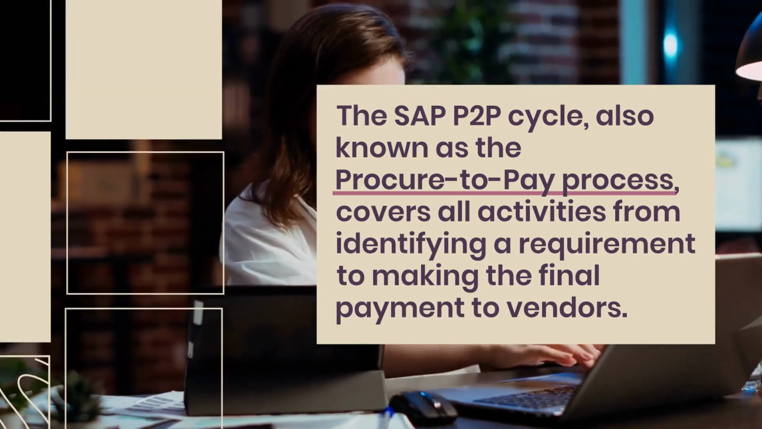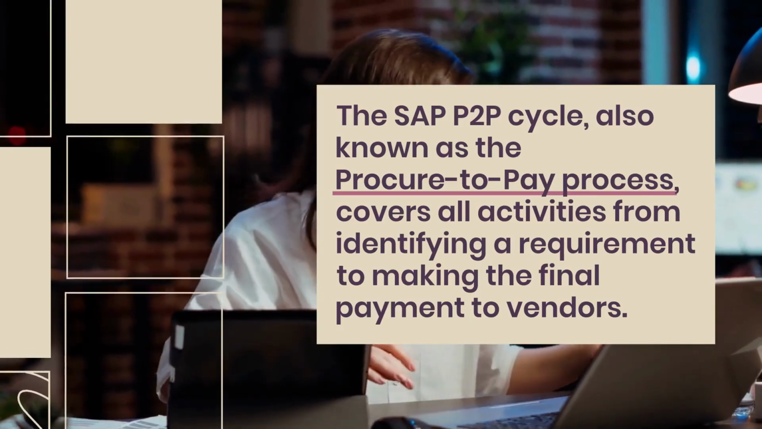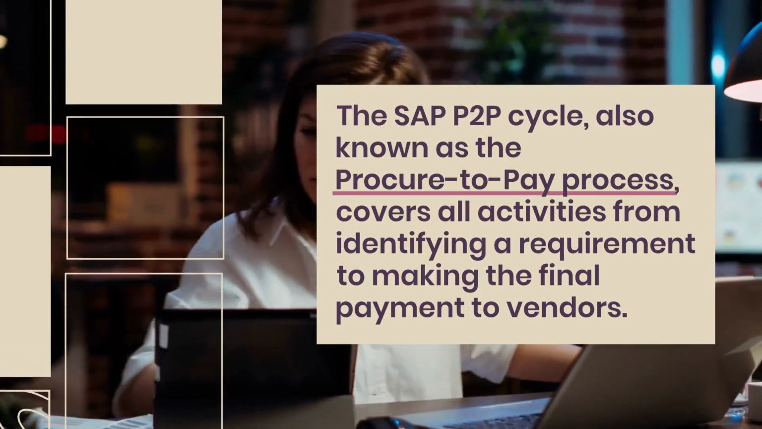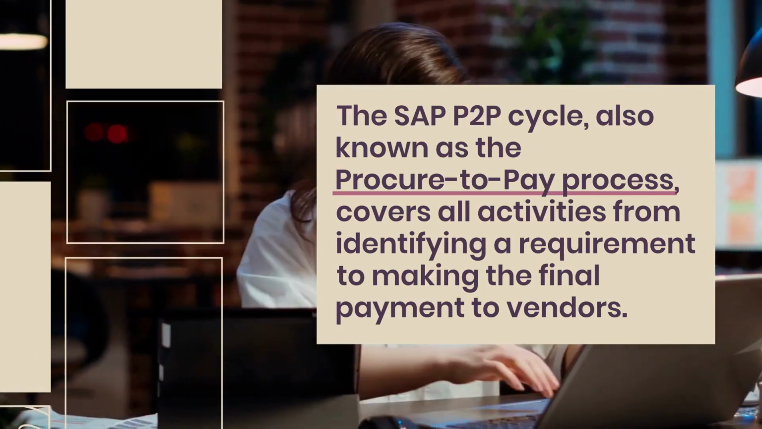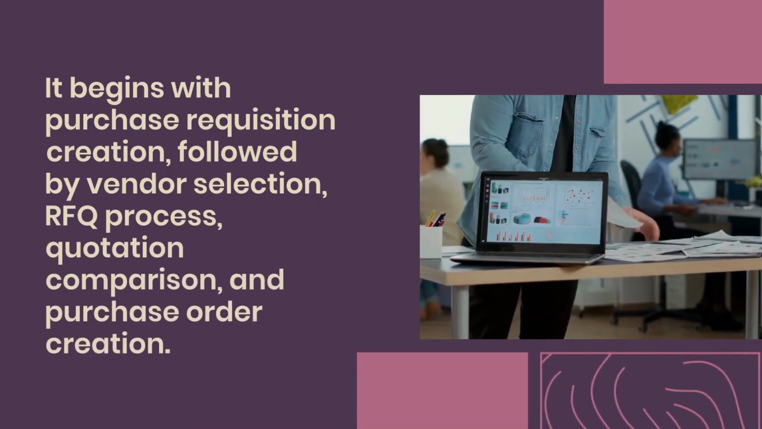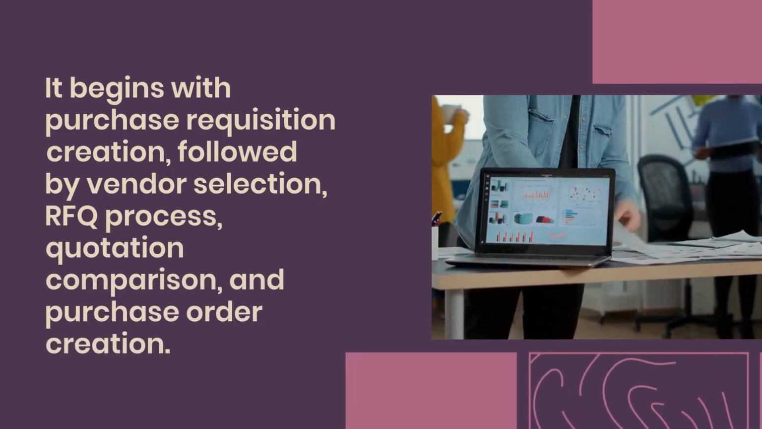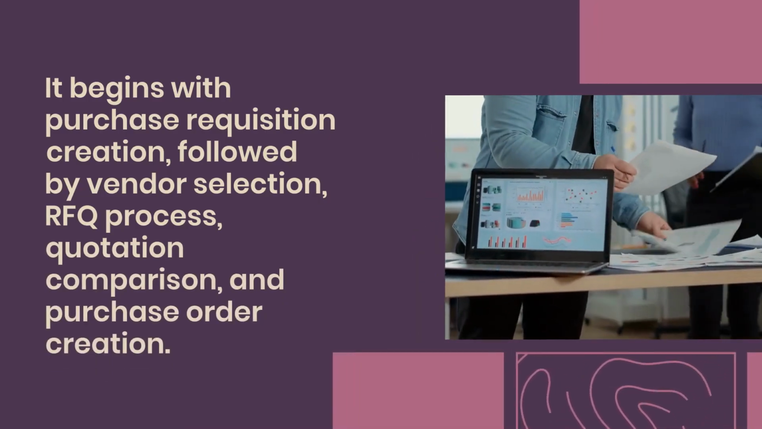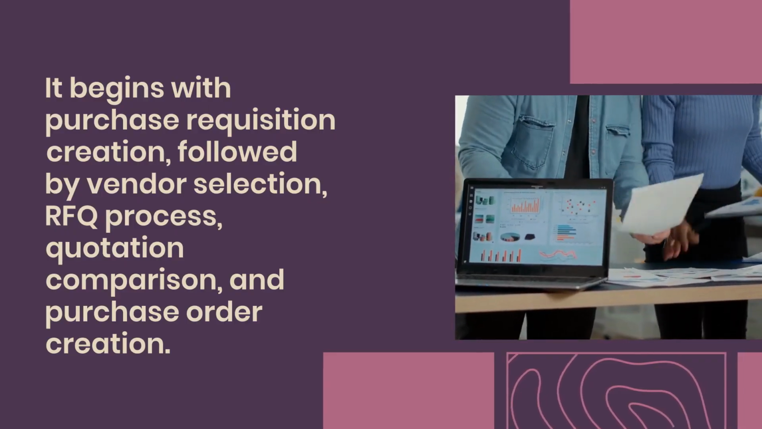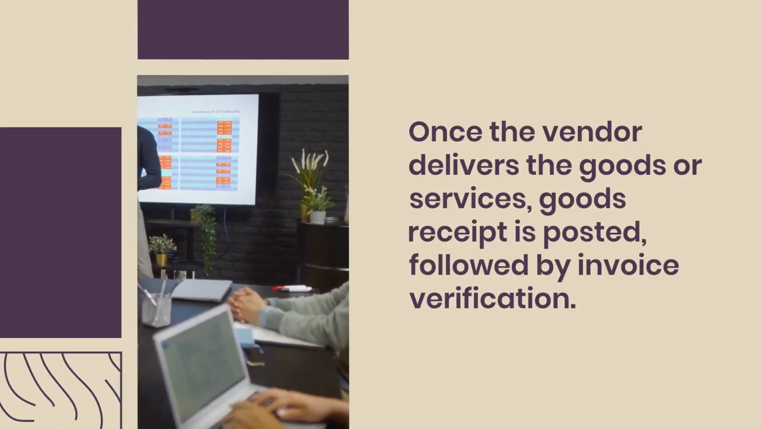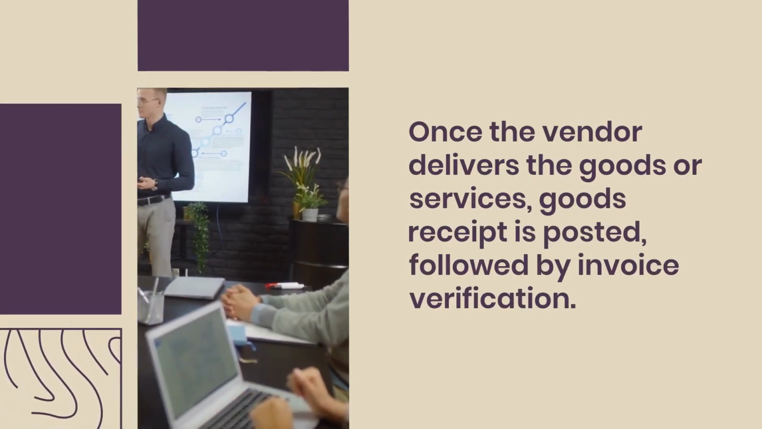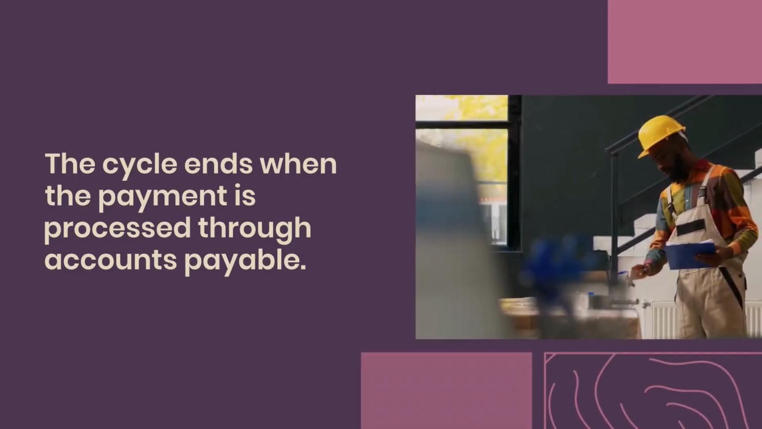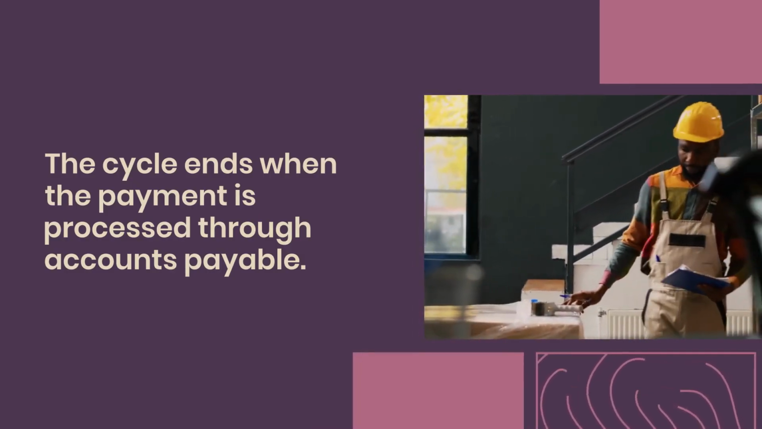The SAP P2P cycle, also known as the procure-to-pay process, covers all activities from identifying a requirement to making the final payment to vendors. It begins with purchase requisition creation, followed by vendor selection, RFQ process, quotation comparison, and purchase order creation. Once the vendor delivers the goods or services, goods receipt is posted, followed by invoice verification. The cycle ends when the payment is processed through accounts payable.